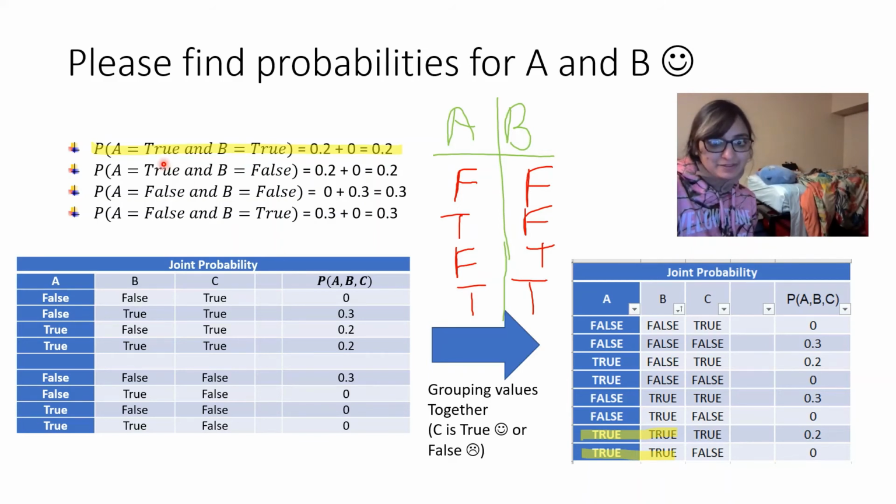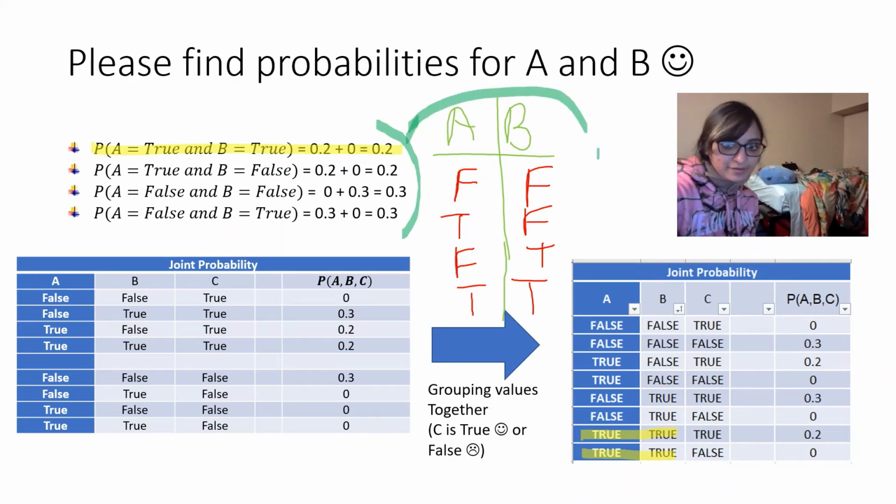And then what we want to do is see the probability A is false and B is false. So both of them are false. So we're going to say, okay, both are false. That's just the top one, false and false. And you see that C can be true or false here. And that's what we get here, which is 0 plus 0.3, which is just 0.3.